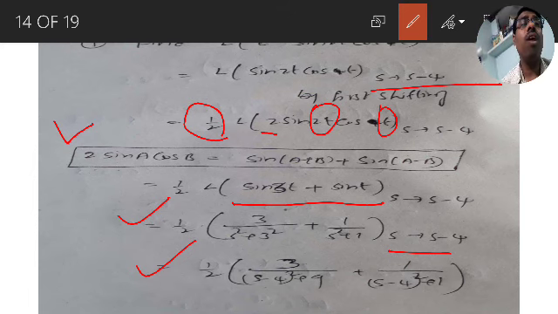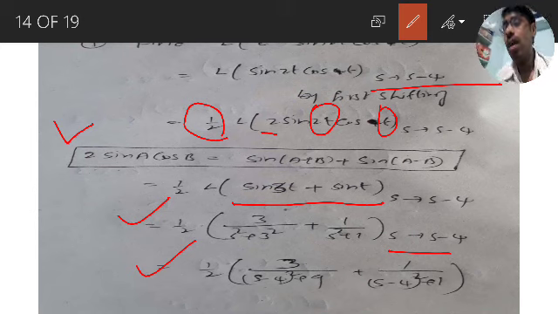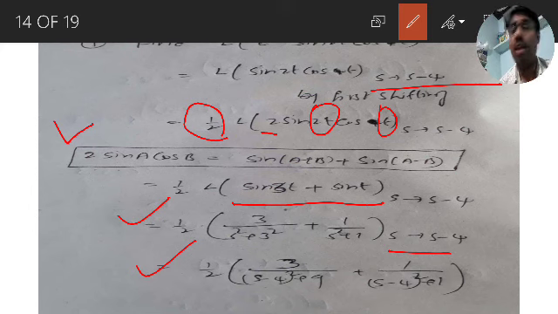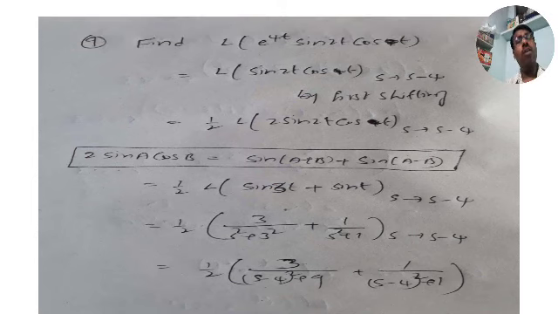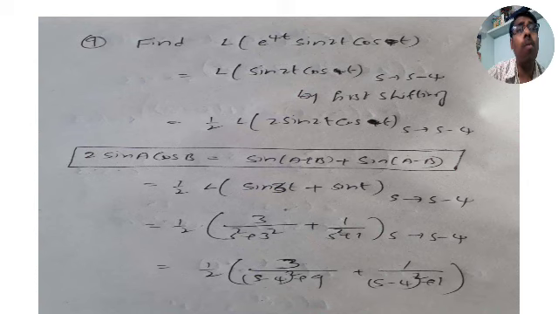we are using the linear property, we are using the trigonometric identity 2 sin a cos b is equal to sin(a plus b) plus sin(a minus b), and we are using the standard formula of L of sin at, a by s square plus a square. So all these are previous questions for 3 marks in examination. But from first shifting theorem, you get a problem for 3 marks.